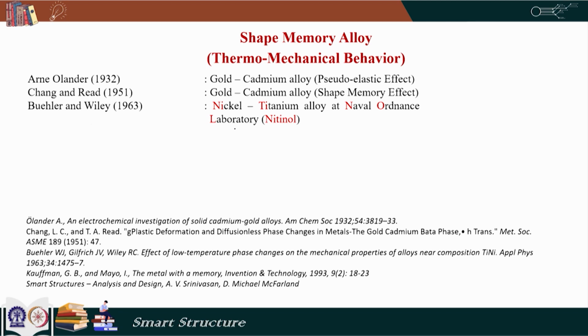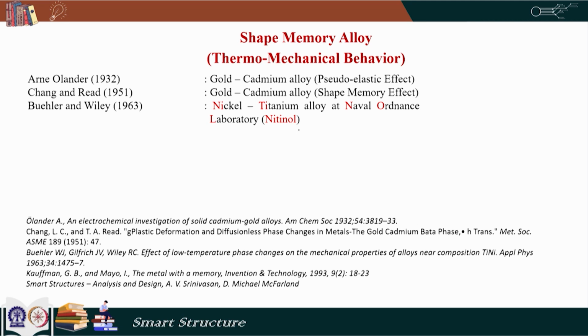So, Buehler first observed that an alloy which has titanium and nickel in almost equal proportion shows some phase transition at different temperatures, and those are the phase transformations that lead to shape memory effect. And they also observed that by varying the proportion of these constituents, the transformation temperature can be varied.